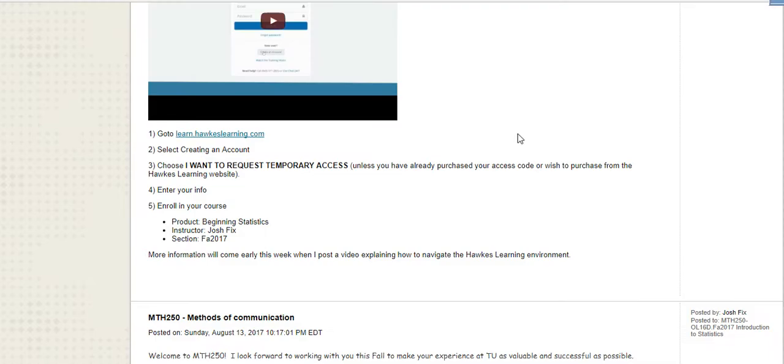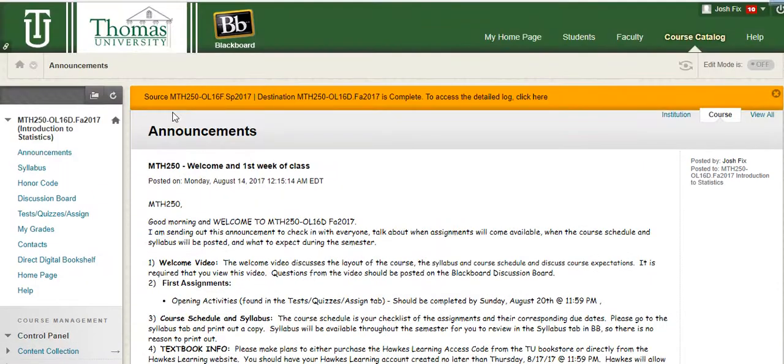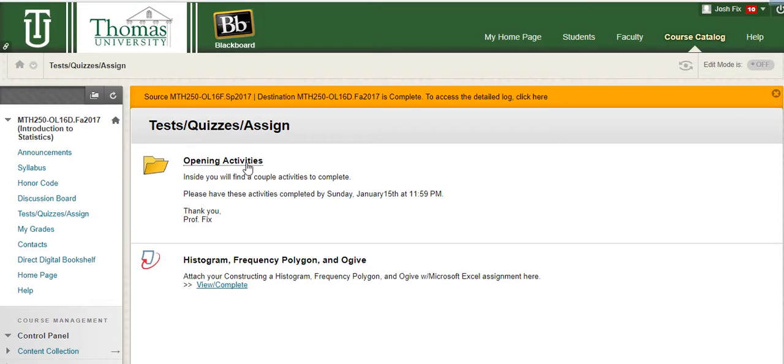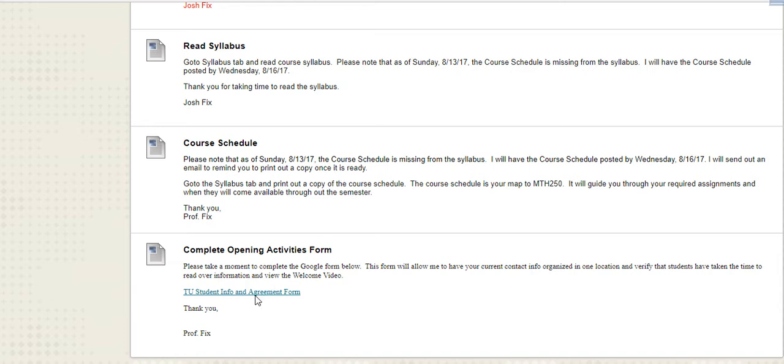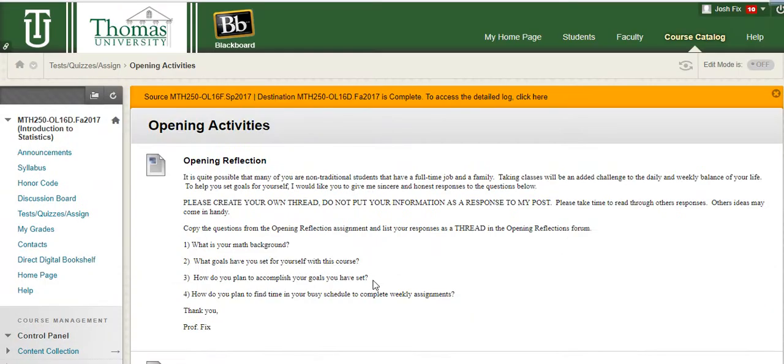So the secret word for when you're inside this opening activity, where you're going to click on the TU info and agreement form, is bananas. Okay, the secret word is bananas, and that'll let me know that you watched the video all the way through if you type in bananas.